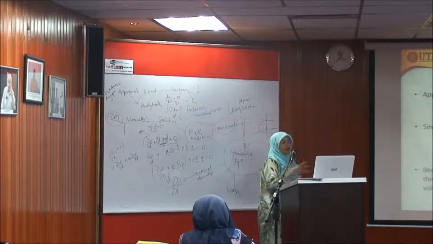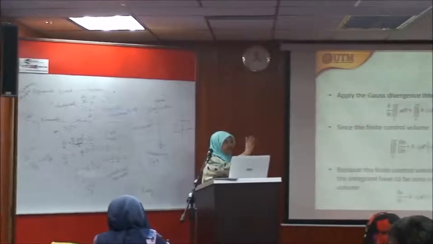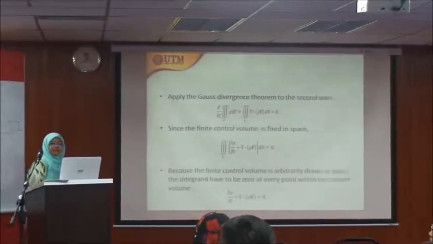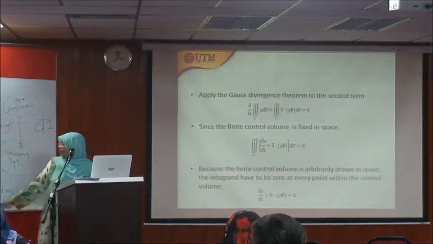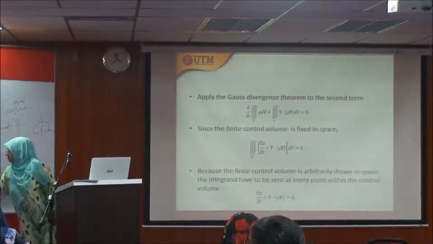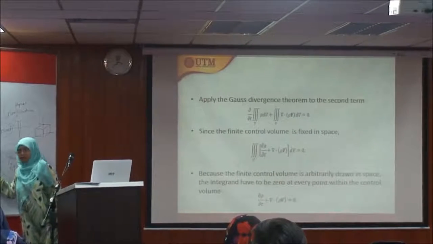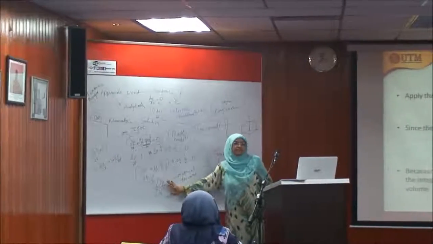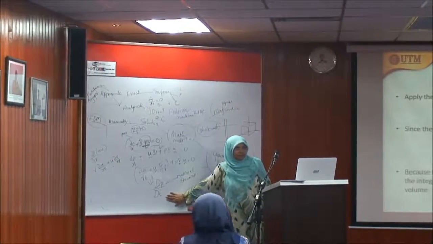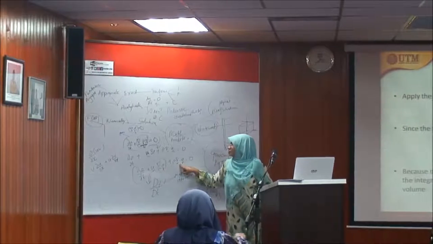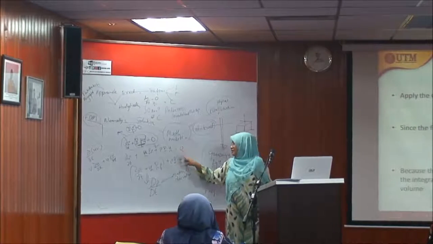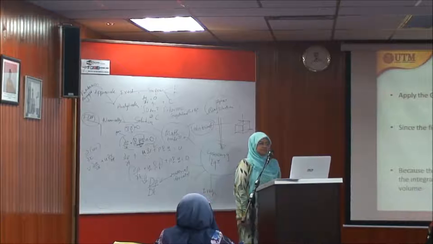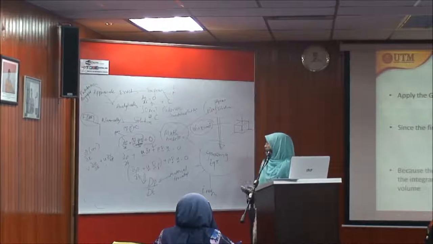Okay, the finite control volume just now, it can be fixed or it can be moving. So if it is moving, this is d rho dt plus del dot u. But for incompressible fluid, nothing changes with time. So this is zero, so that's why we have this, and we get del dot u equals zero.